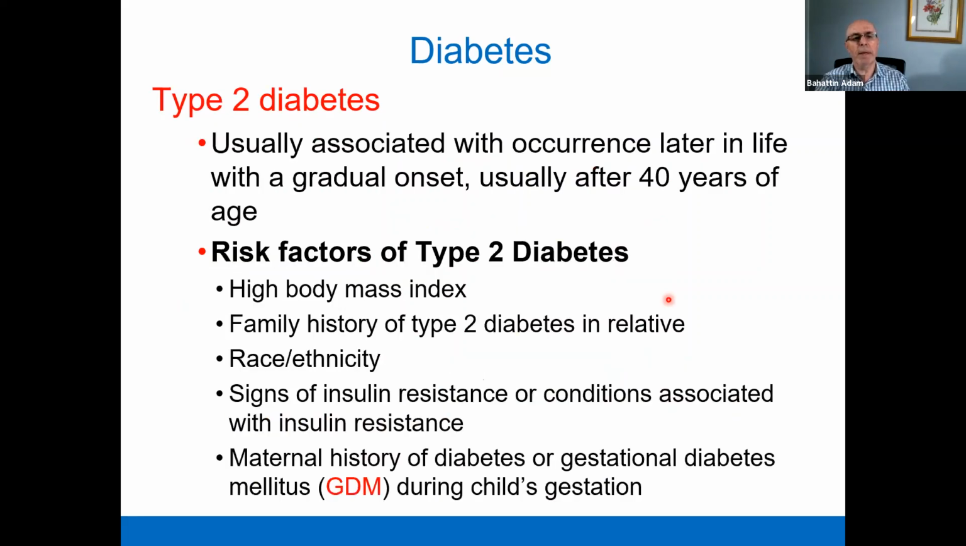Now, the risk factors for type 2 diabetes are several, as you see some of them here: high body mass index, family history of type 2 diabetes, race, ethnicity, signs of insulin resistance or conditions associated with insulin resistance, such as obesity, maternal history of diabetes or gestational diabetes mellitus. These are risk factors for type 2 diabetes.